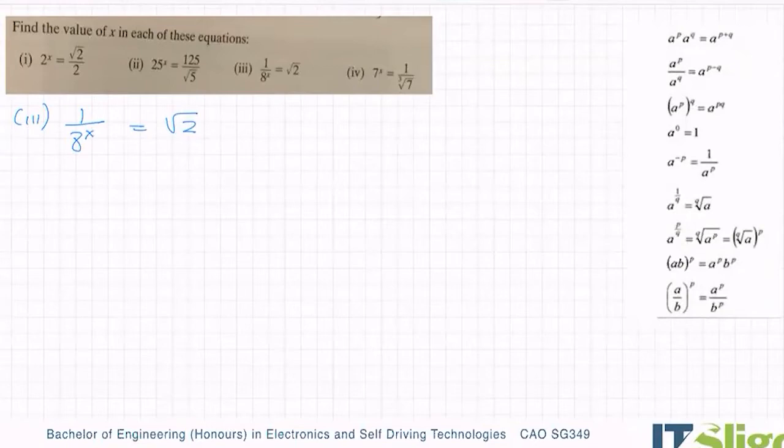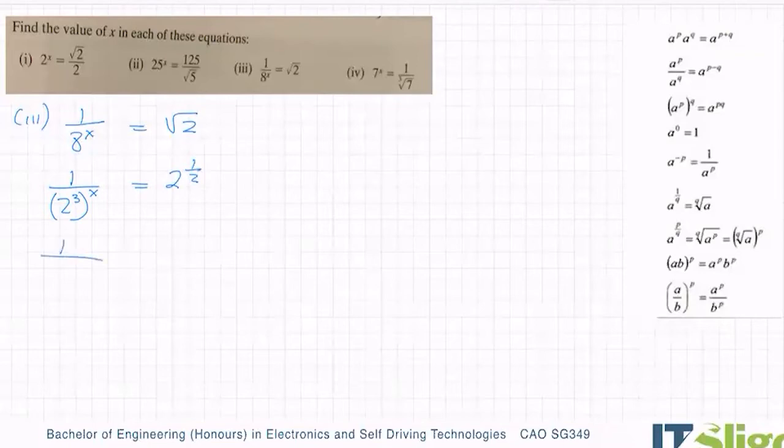Okay, so again here, if you look at the two numbers, then 2 is the obvious base number, okay, because 2 by 2 is 4, 4 by 2 is 8. Okay, so I could write 1 over 8 to the power of x as 1 over 2 to the power of 3 all to the power of x. Okay, is equal to, root 2 will be 2 to the power of a half.